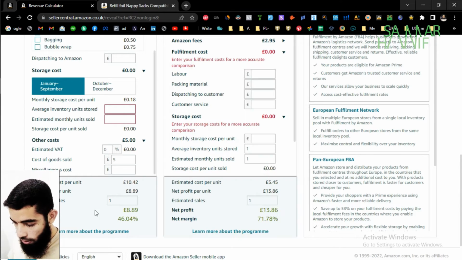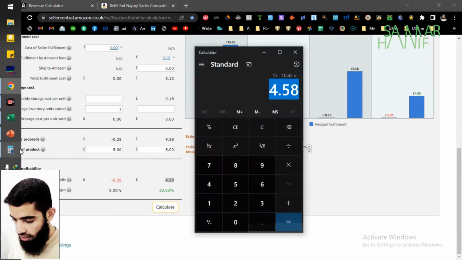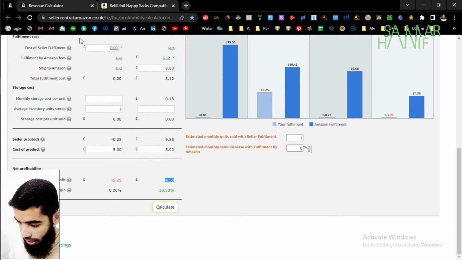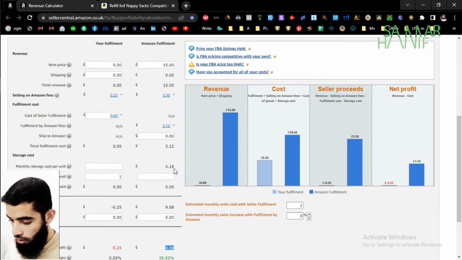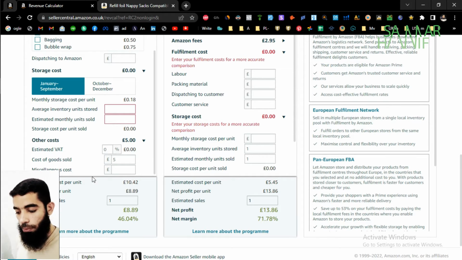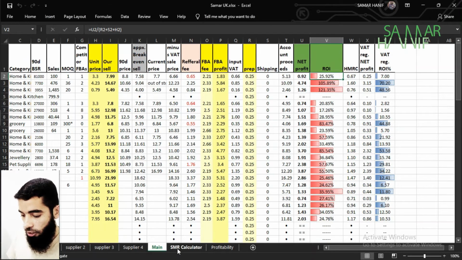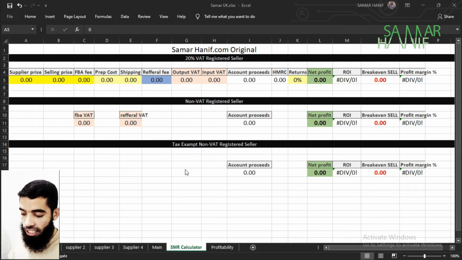I'm not sure from where this new revenue calculator is getting this 8.89. The old version shows the right difference. This 4.58 profit here is FBA profit, and you will still have to minus the VAT and shipping cost to get the net profit. To take into account all these factors, I have created this calculator by applying different Excel formulas in this sheet, which I will explain one by one.